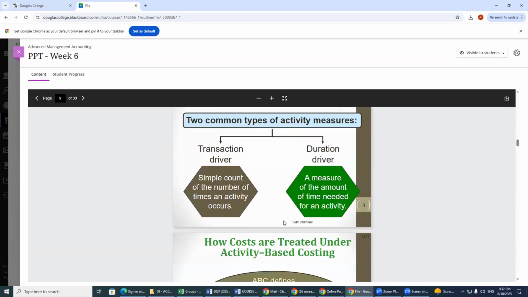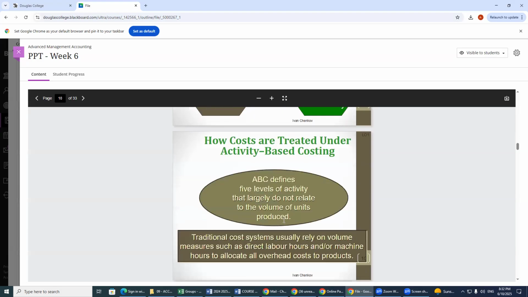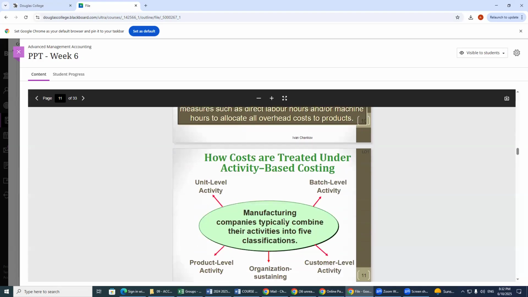Now, how will the cost be treated under activity-based costing? In activity-based costing, we're going to have 5 levels of activity on the larger scale, whereas in the traditional, again, we're going to use only one: volume measures, that's it.